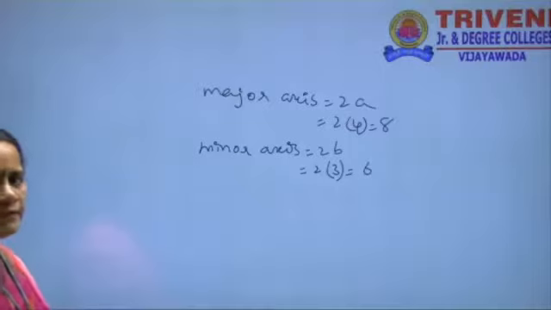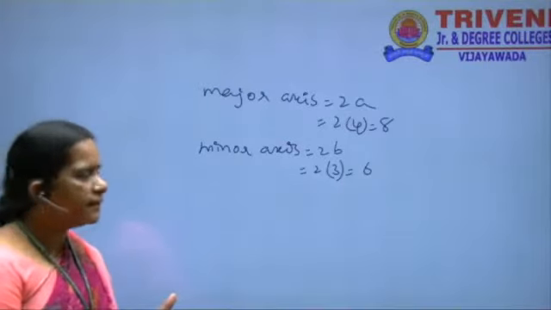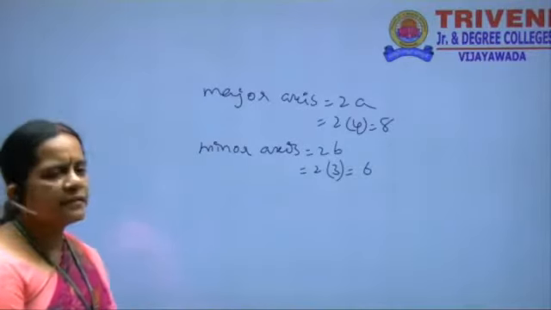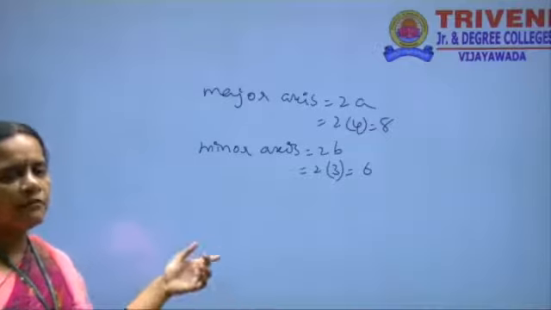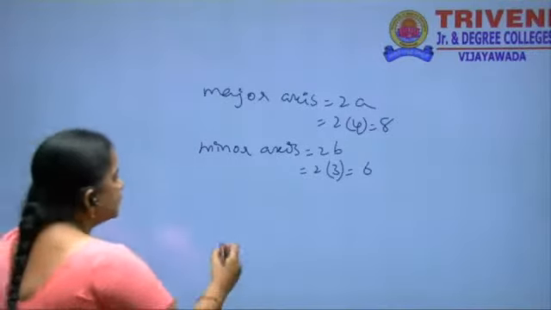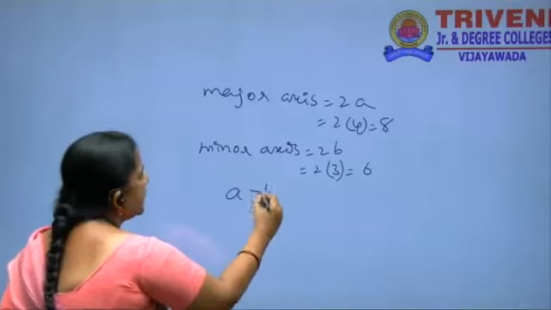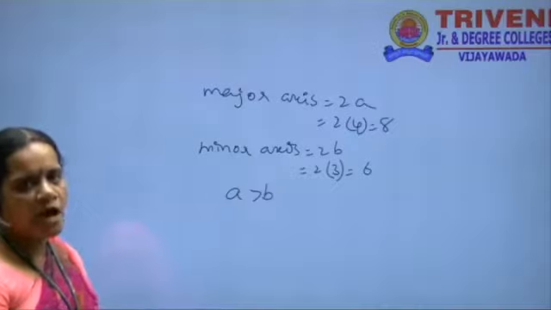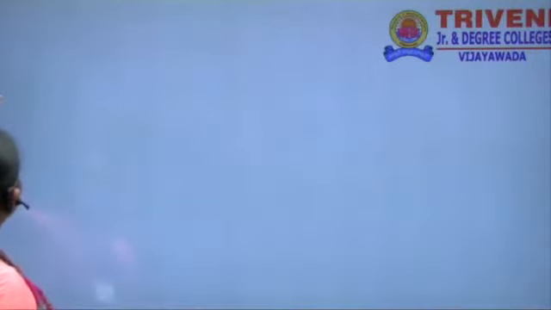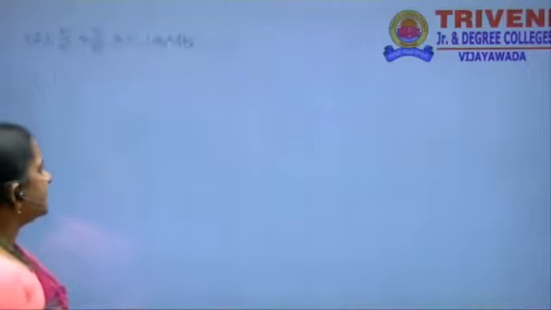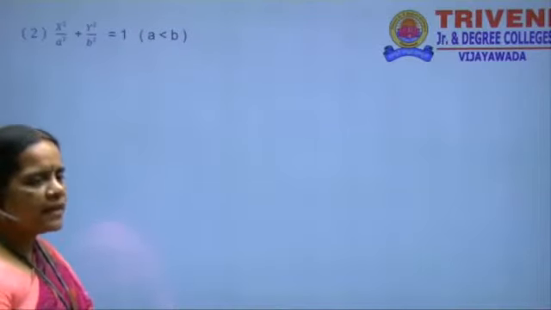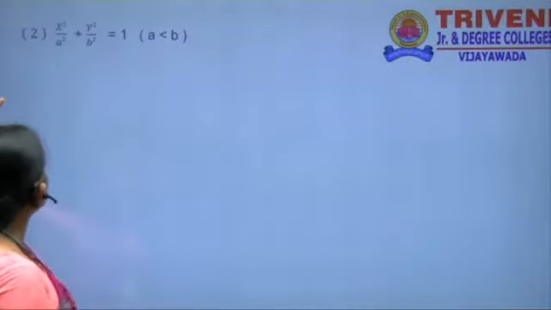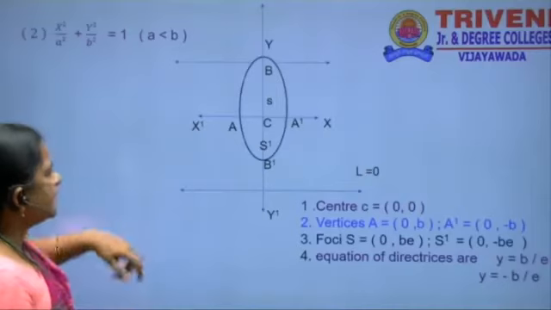This is the way of finding the center of the ellipse, foci, equation of the directrices and length of the major axis and minor axis. These problems are for the case a is greater than b. And next one is what here? a is less than b also. For a is less than b, x square by a square plus y square by b square is equal to 1.